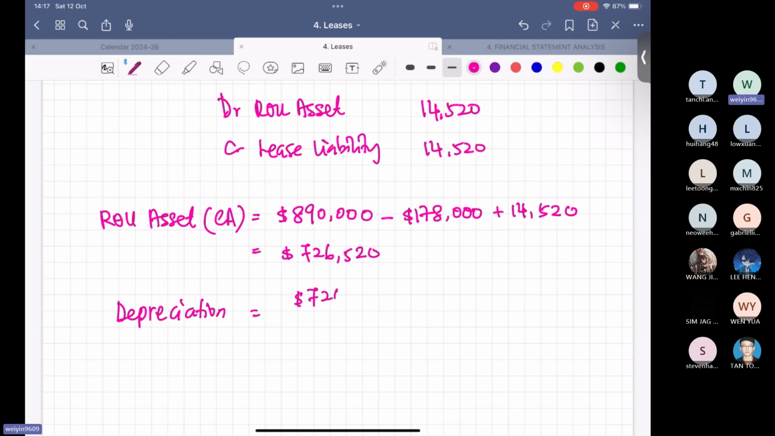So 726,520 divided by 4. Why 4? Because 1 year has already gone for depreciation. So I just divide by 4. So my new depreciation for X2 will be 181,630. Am I right? Oh, sorry, 630.